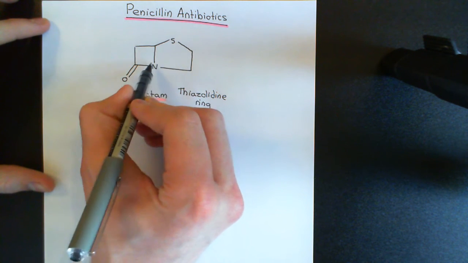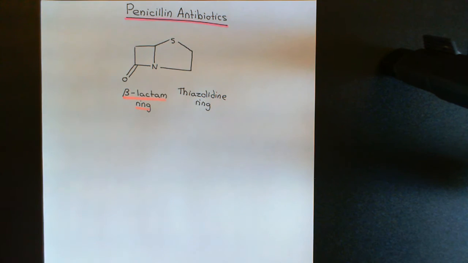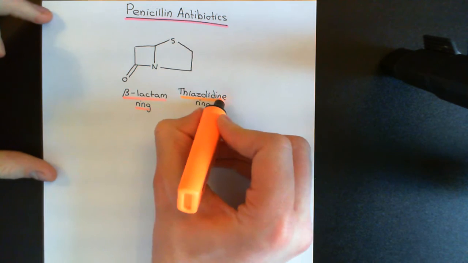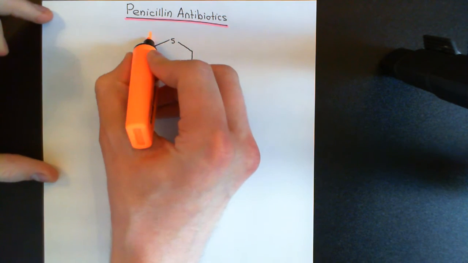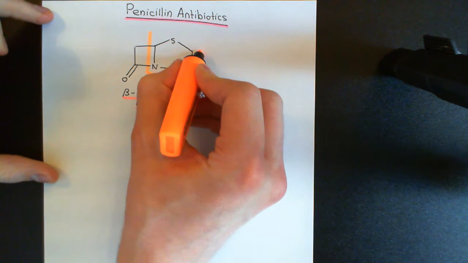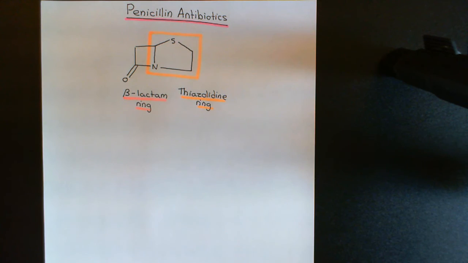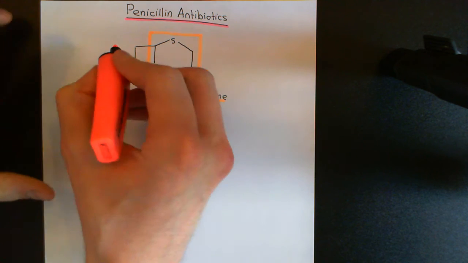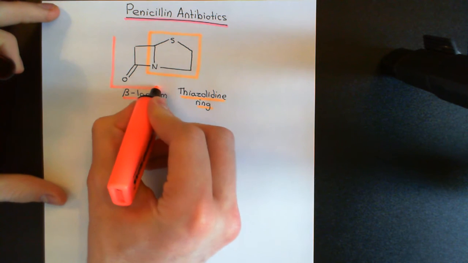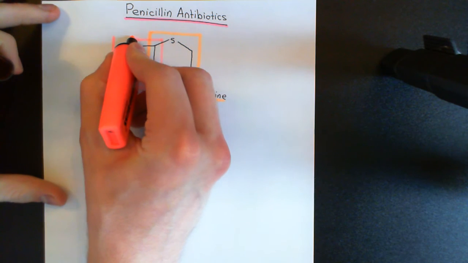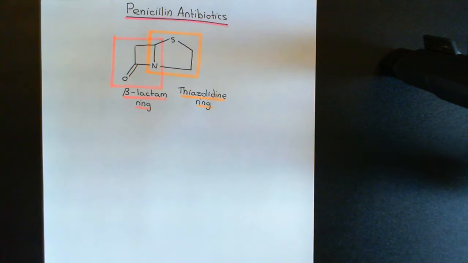Okay, so this is a thiazolidine ring, and I'll just colour in the thiazolidine ring. So this portion here, which I'm now circling in orange, this is the thiazolidine ring of the penicillin core structure. And this portion that I'm circling in red, this is the beta-lactam ring of the penicillin core structure.